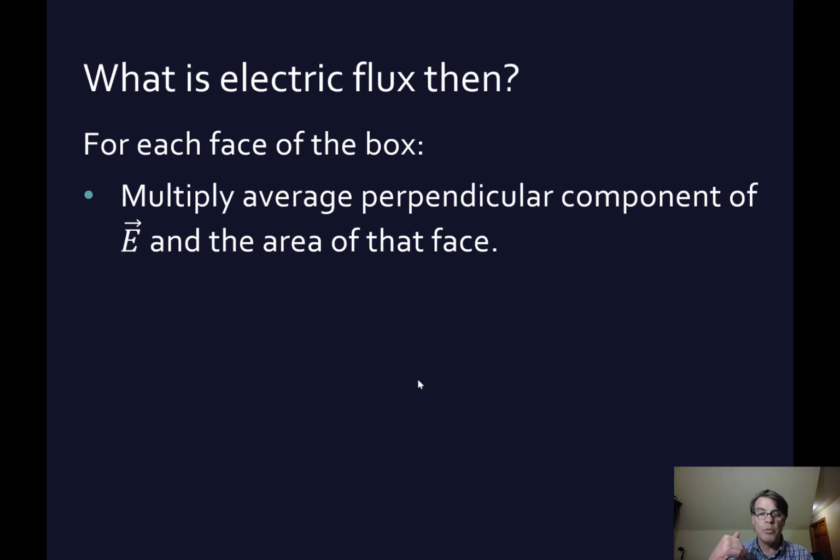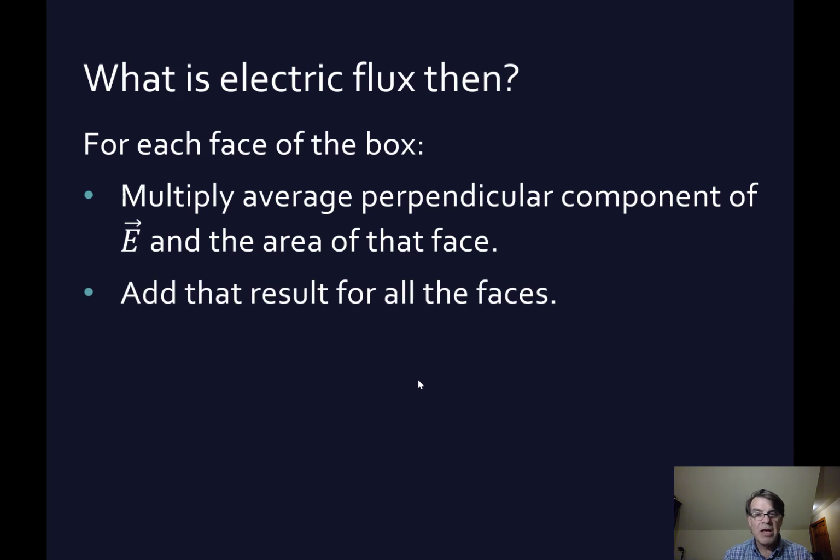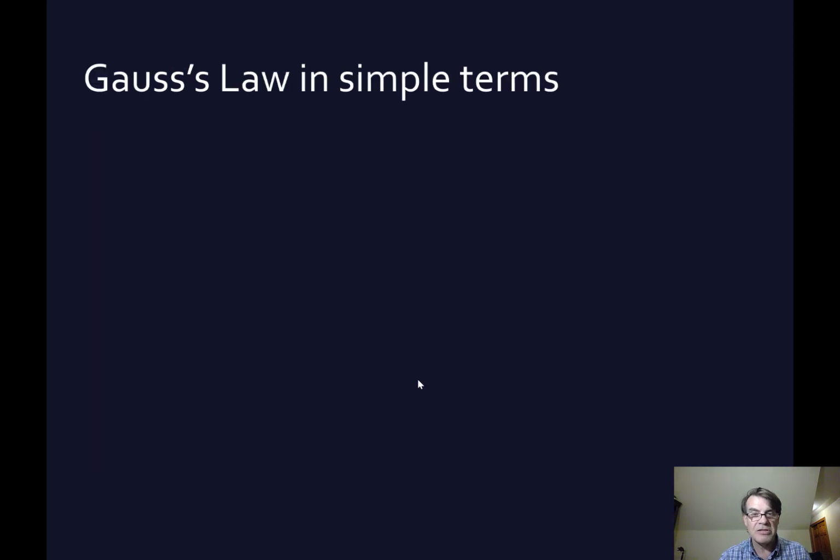We're going to make this more precisely mathematical in a later part of the chapter. Then you add up that result for all the faces of the box. For each face of the box, and there are 1, 2, 3, 4, 5, 6 faces of a box, you're going to multiply the average perpendicular component of the electric force coming out of the box by the area of the face, and then add up all the faces.